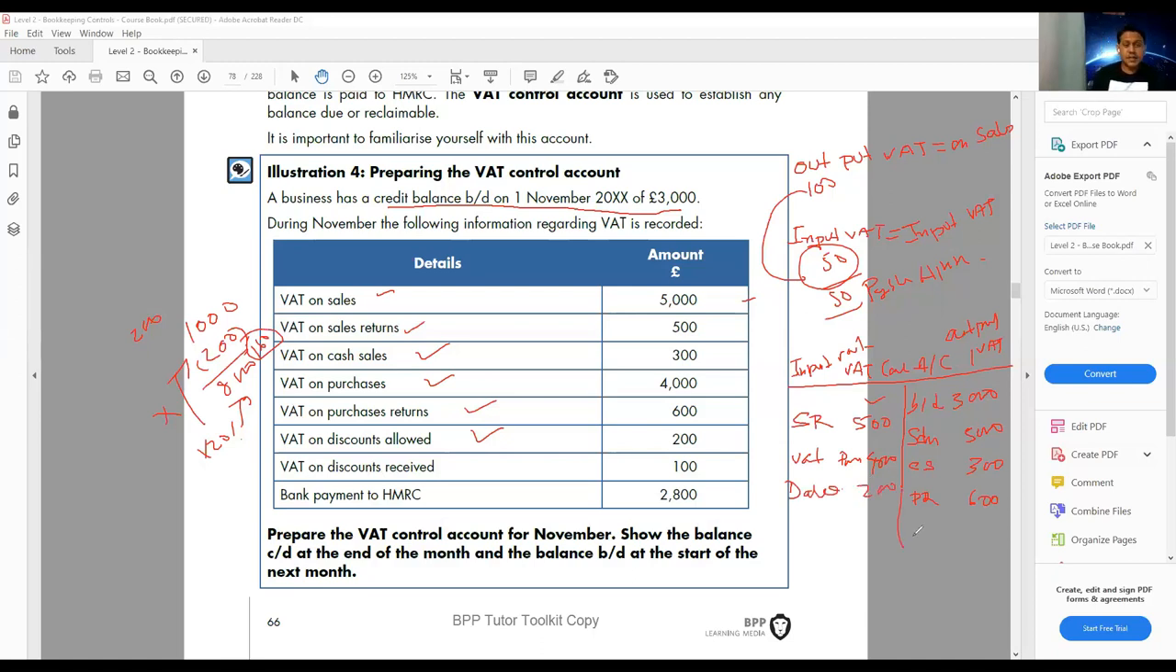Then discount received, that's the opposite of discount allowed, isn't it? That will increase our liability. So discount received, that is 100. And the final one is bank payment to HMRC. If you already make some payment to HMRC, what happened? If you already paid something to HMRC, that means your liability will be decreased because you already made the payment. So it said bank, that is 2,800. That's it.